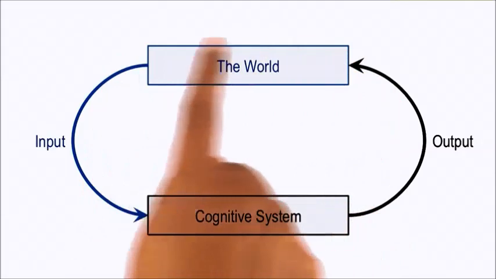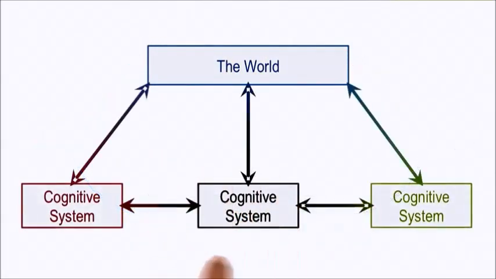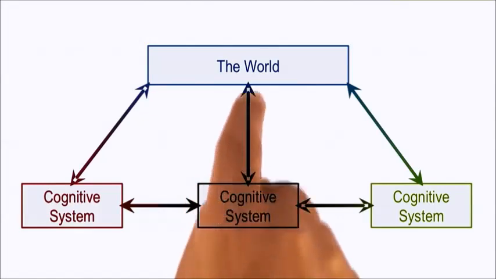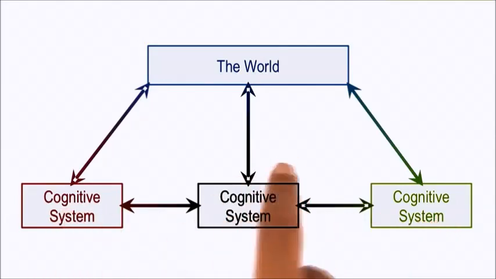The world here consists not just of the physical world, but of the social world as well. Thus, this cognitive system is situated not just in the physical world, but is also situated in the social world consisting of other cognitive systems and constantly interacts with them. Once again, the interactions between these cognitive systems can be of many different kinds: percepts, goals, actions, plans, information, data.